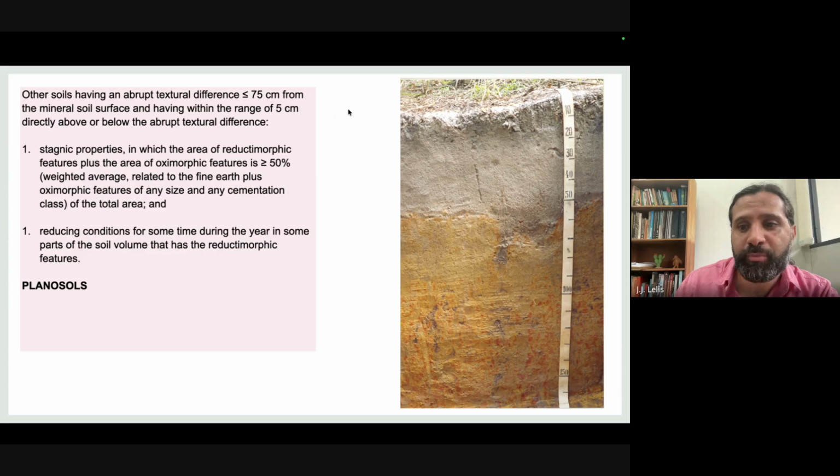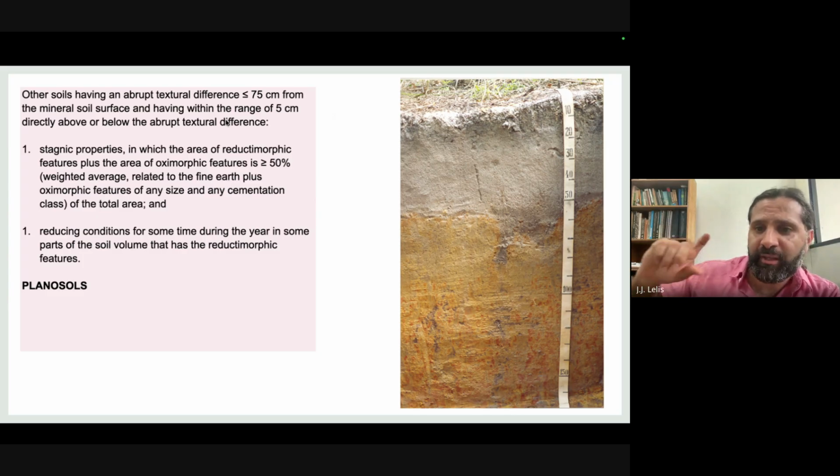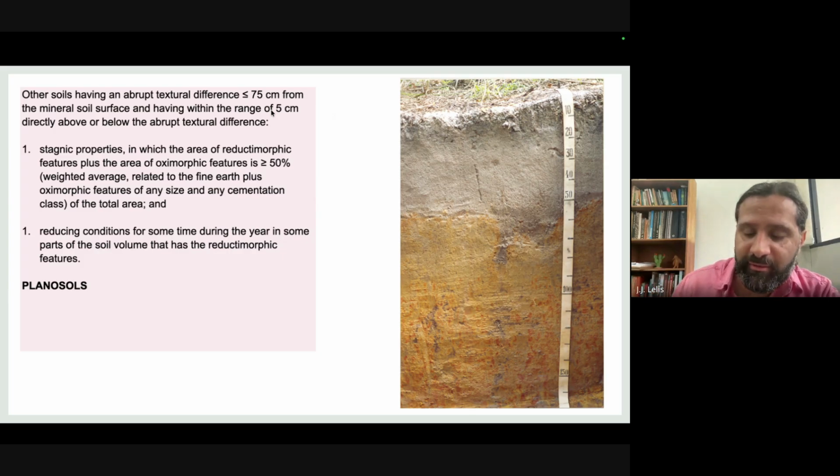Okay, this should be in the first 75 centimeters below the soil surface, and this huge difference of clay content should be in a distance of 5 centimeters or less than this. So we must register a huge difference of clay content within 5 centimeters.